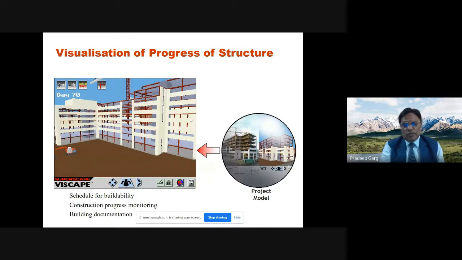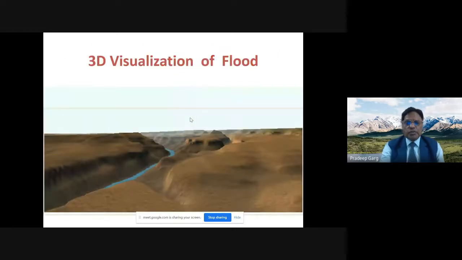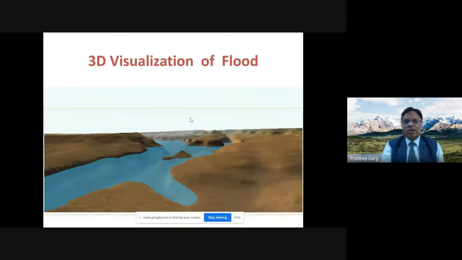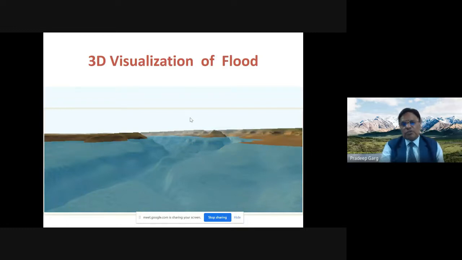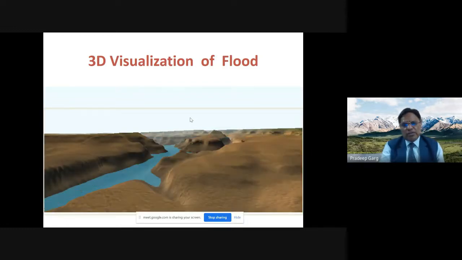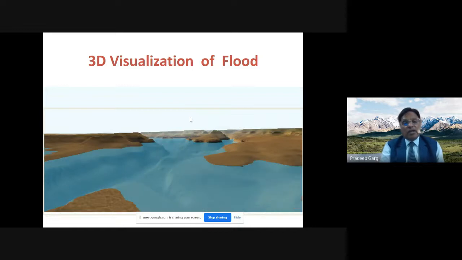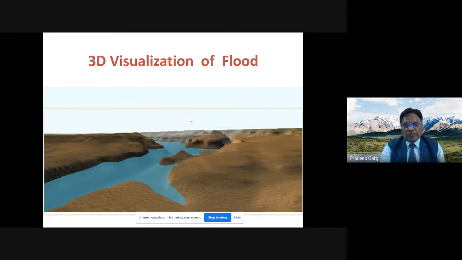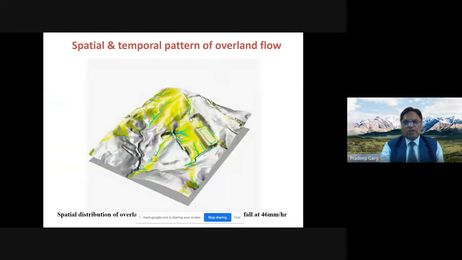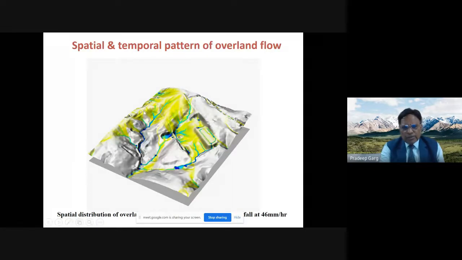So that visualization is also a very, very important area nowadays, and geospatial technology is playing a very, very important role in this visualization. This is showing you the visualization of the flood. So in case there is a flood in the river, how much area is likely to be damaged, and which is the area where the flood first affects. So this is the spatial and temporal pattern of the overflow, and you can see the water which is flowing into the channels in case of the rainfall, all that water will be collected.